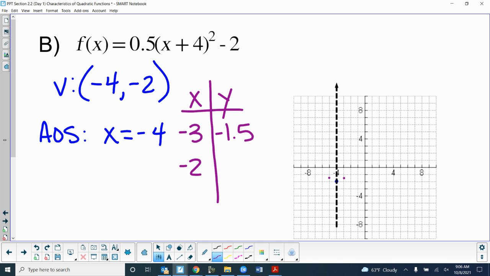What's negative 2 plus 4? 2 squared. 4. What's half of 4? 2 minus 2. So negative 2, 0, so negative 6, 0. So is that a little bit wider than our normal parent parabola? Moved left 4 and down 2, right? Making sense?